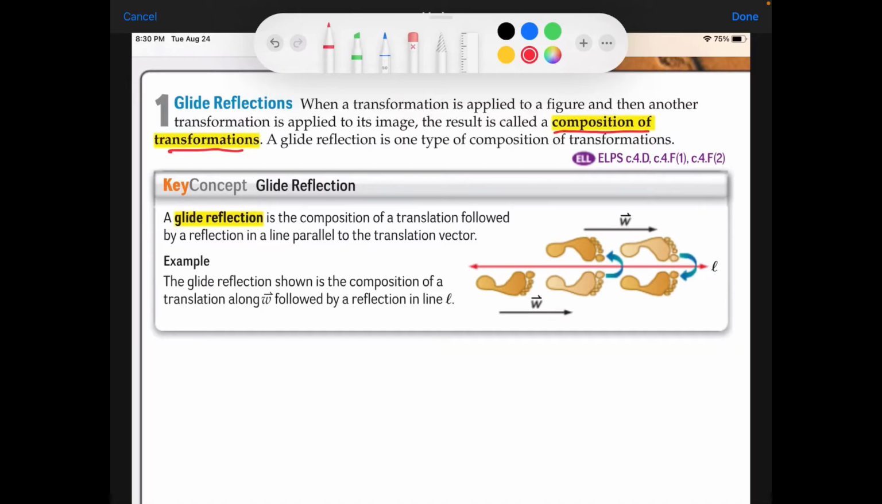There's one special kind, we call it a glide reflection, where we first start with a translation followed by a reflection. And so we call that specifically a glide reflection. So let's do some of these composition of transformations, and it's basically going to be the same thing. It's just going to be having to do the work twice per problem.